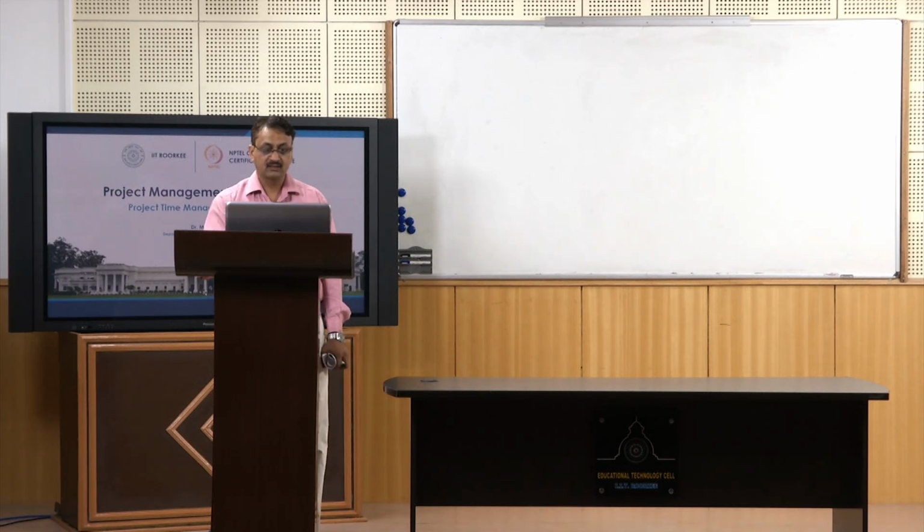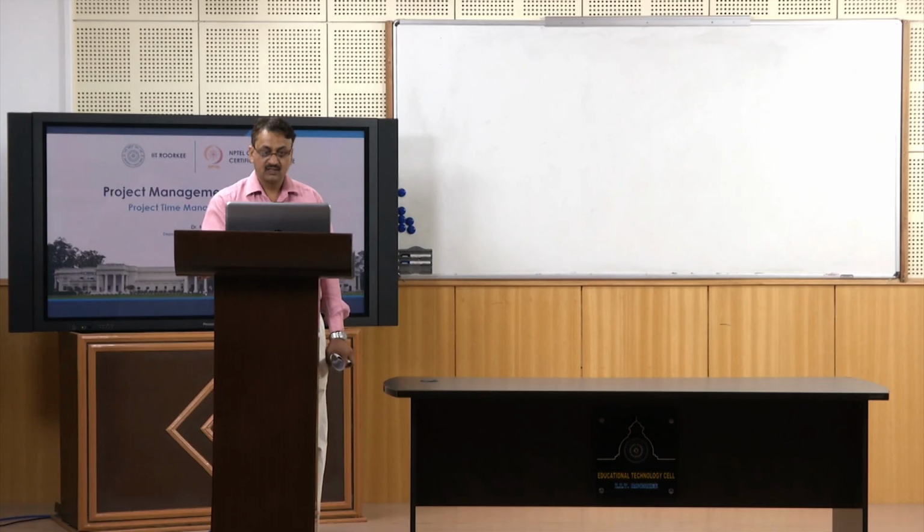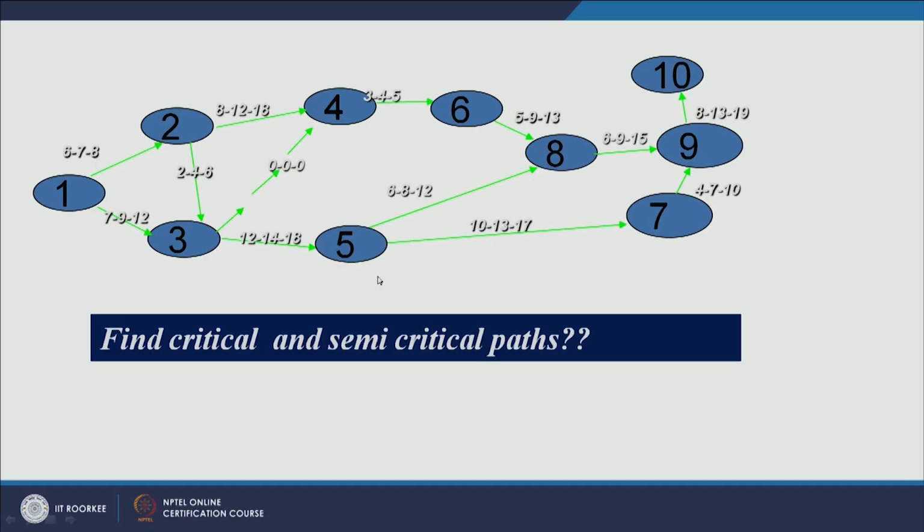Now here is a network wherein you have been given 3 time estimates for each of these activities. So for activity 1, 2, these are time estimates 6, 7 and 8. As I said, optimistic time would be the least one. So for all other activities you have been given these 3 time estimates. From 3 to 4 you have a dummy activity, and for this all 3 time estimates would be 0. So find critical and semi critical paths.